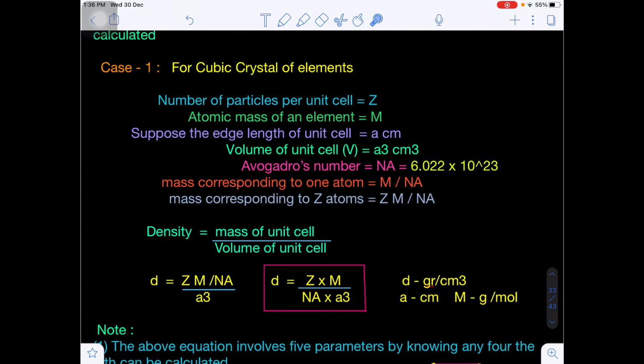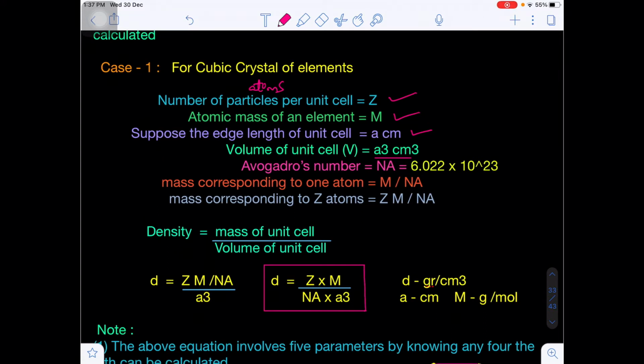In a cubic crystal of an elementary system, let's consider Z to be the number of particles, that is, the number of atoms. Here particle means atom, because we are treating only an elementary crystal. So the number of atoms per unit cell will be Z, the atomic mass of that element will be m, and the edge length of the unit cell will be a centimeter. Then what will be the volume of a unit cell? That will be a into a into a, that is a cubed centimeter cubed.